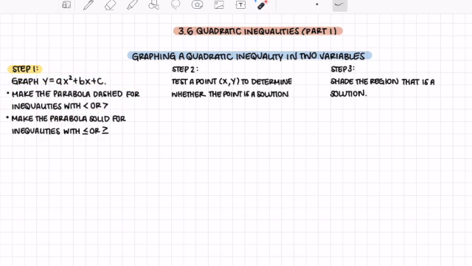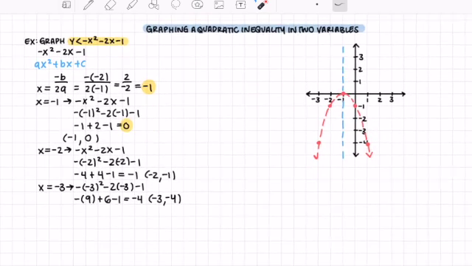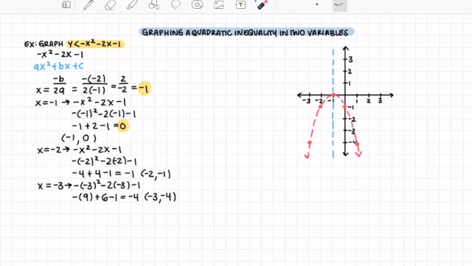If it was a less than or equal to sign or greater than or equal to sign, then I would make it a solid line. But because we have just less than and greater than, I'm going to make sure that we have the dashed line. Okay, last thing is to identify the shaded region.